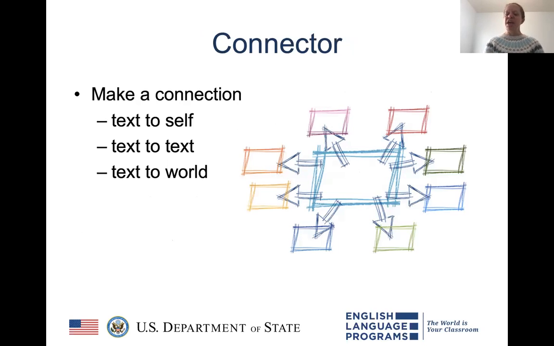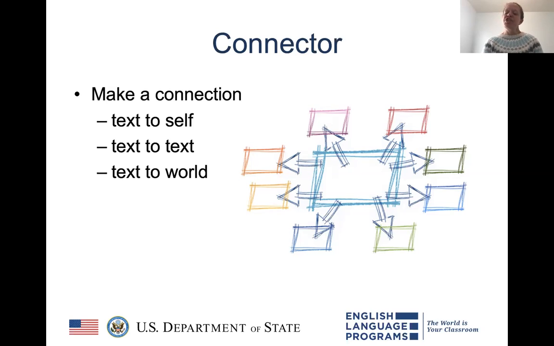The first type of connection we might make is a text to self connection. This is when we make a connection between the text and something in our personal life. Another kind of connection is a text to text connection. This is when we make a connection between 2 texts, maybe between 2 books or between 2 stories we've read.